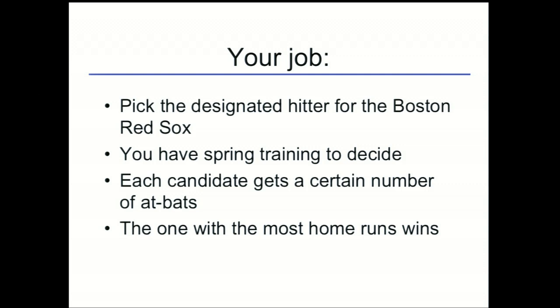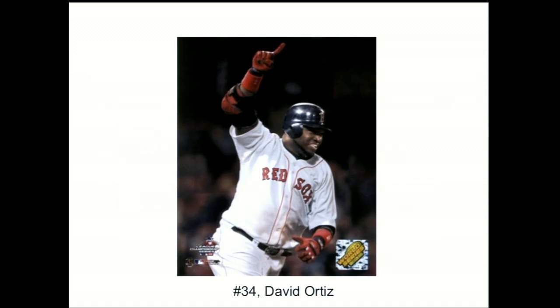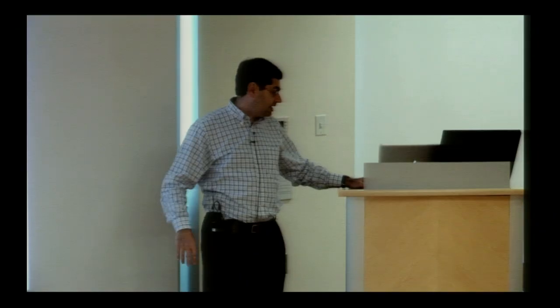So designated hitter, for those who don't follow baseball, his only job is to hit. Okay? And so you decide that the person with the most home runs is going to win, and each candidate is going to get a certain number of tries to hit home runs, a certain number of at-bats. So this is the current designated hitter. Despite his current Achilles injury, this is probably who you want to pick even for 2013, assuming they re-sign him.